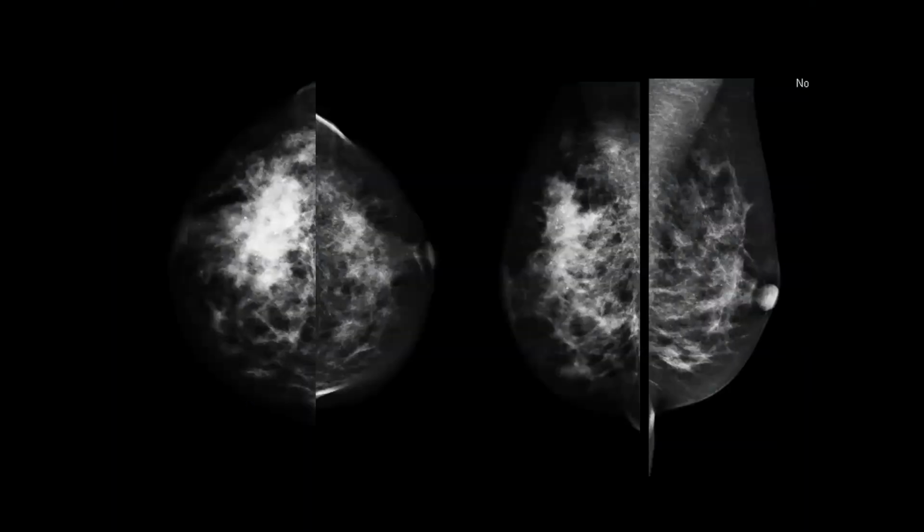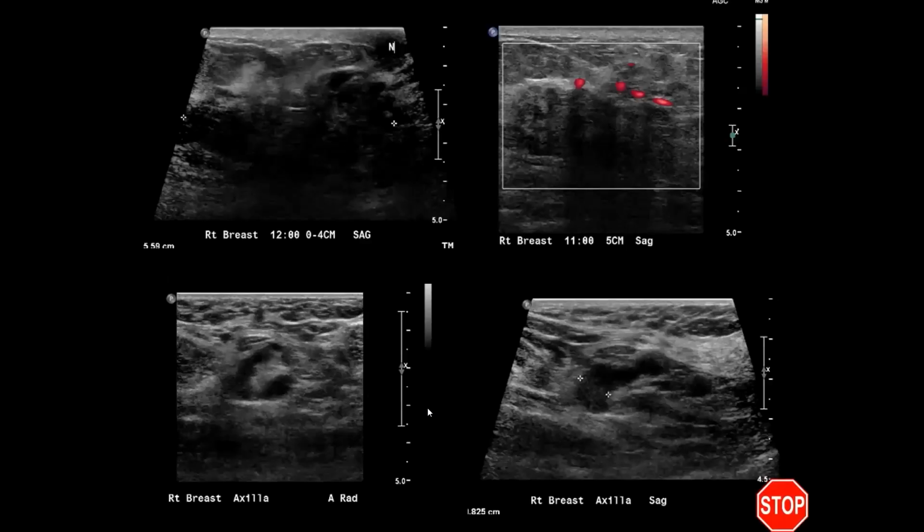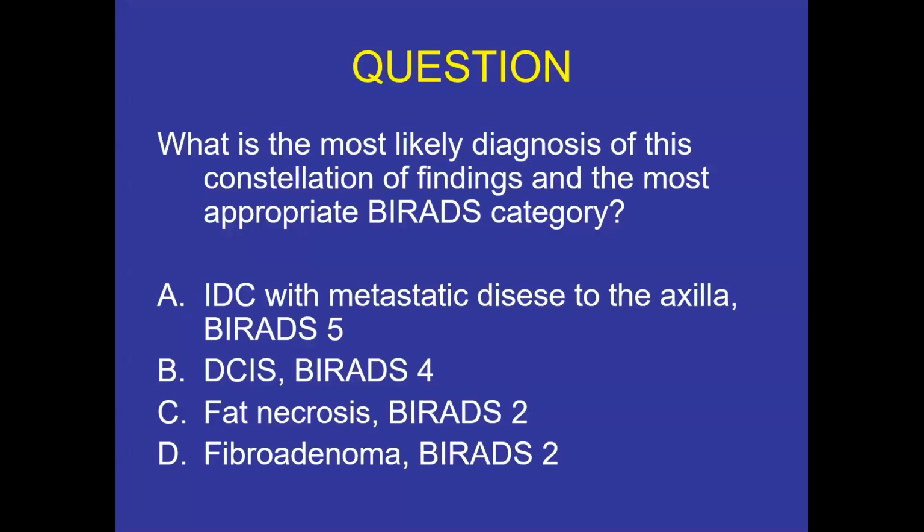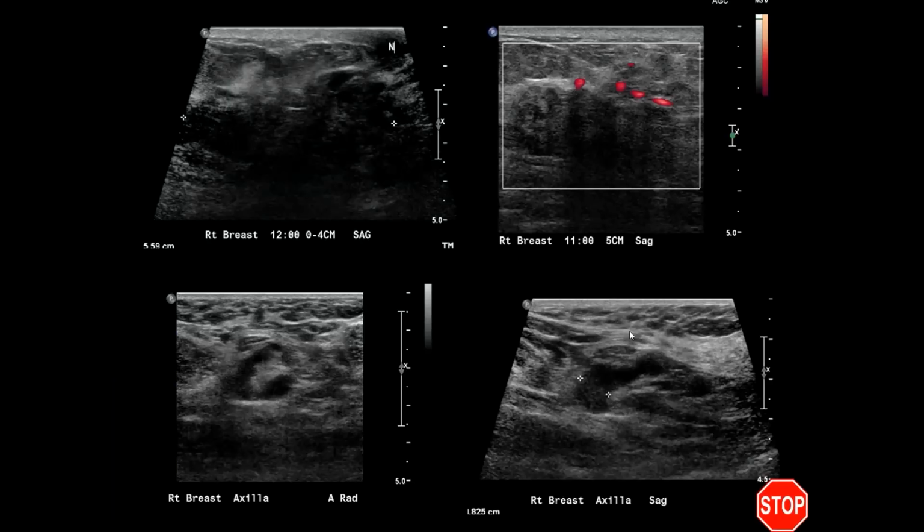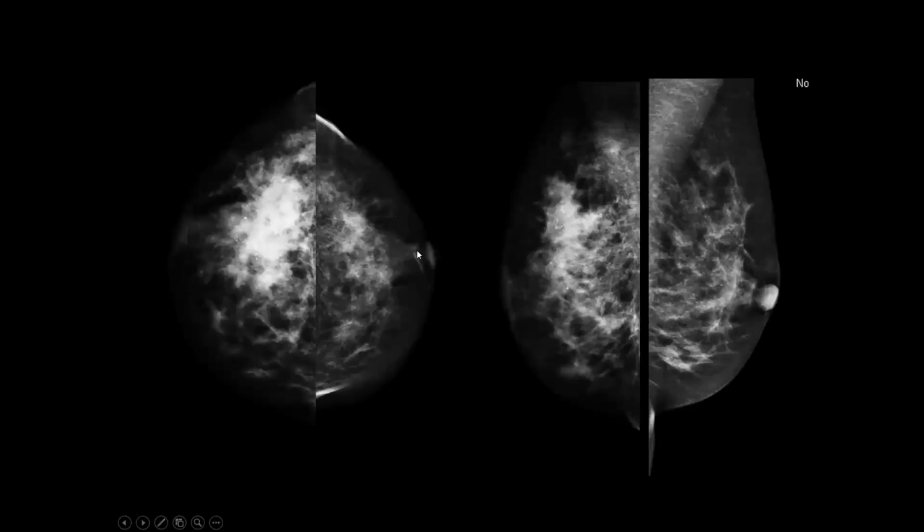Case number 8, the only history you have is screening. We'll go to the next image. Okay. I'll go on to the question. We can come back to the images. Okay, so let me go back a slide. I think we'll stick with the ultrasound. And then I'll flip back to the mammogram for those who are interested to see that as well.